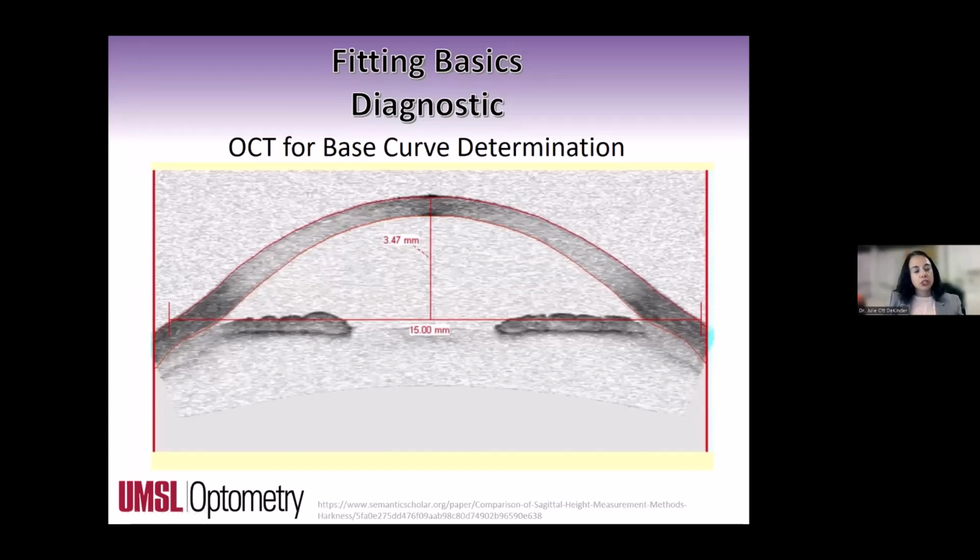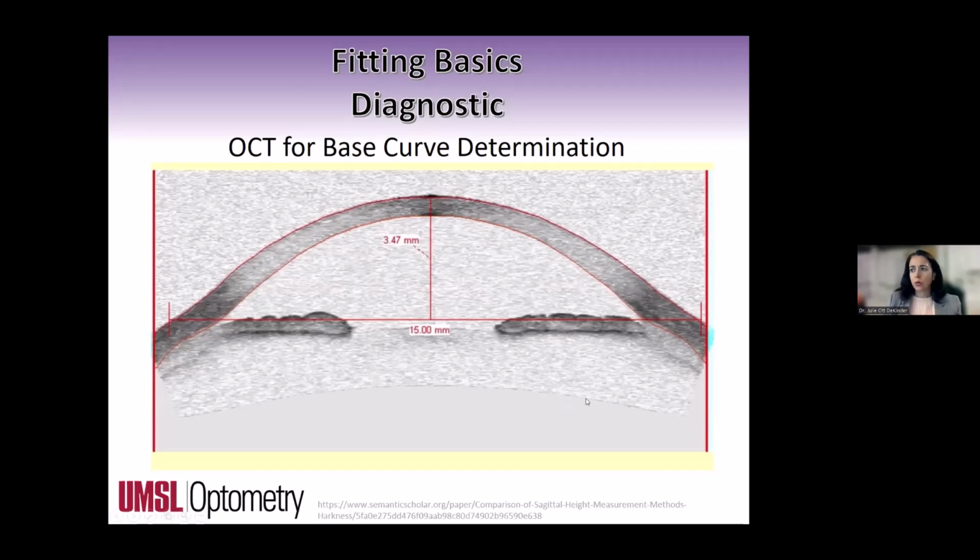Then what the literature suggests is that if you were fitting a 15 millimeter lens, great, you would take that and add a few hundred microns for however much clearance of the scleral lens you wanted. But if you weren't using a 15 millimeter lens, you're going to have to adjust that. If you're using a 16 instead, it's going to sit out here farther, which is going to increase your sagittal depth. So the literature says maybe you should add 400 microns if you're going a millimeter larger, or if you're going 2 millimeters larger, 800 microns. If you're going smaller, you would subtract 400 microns.